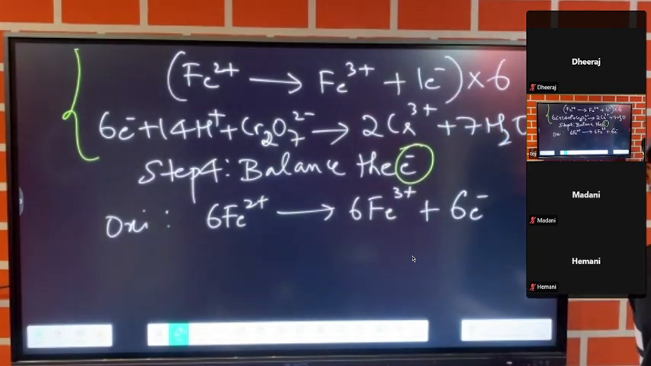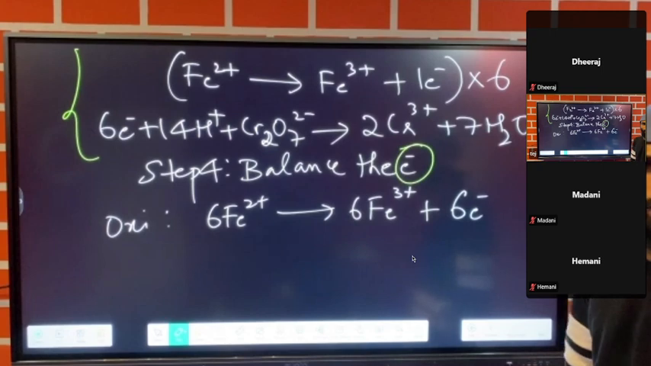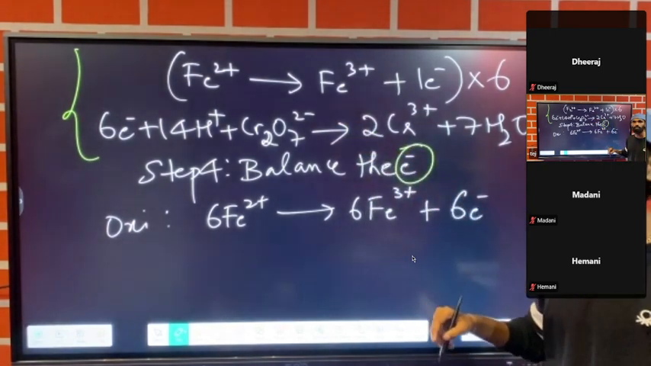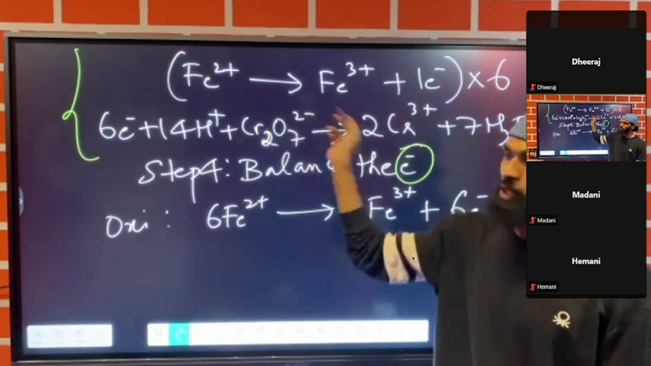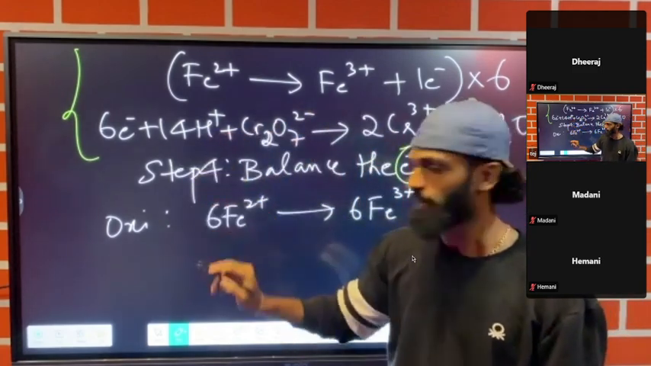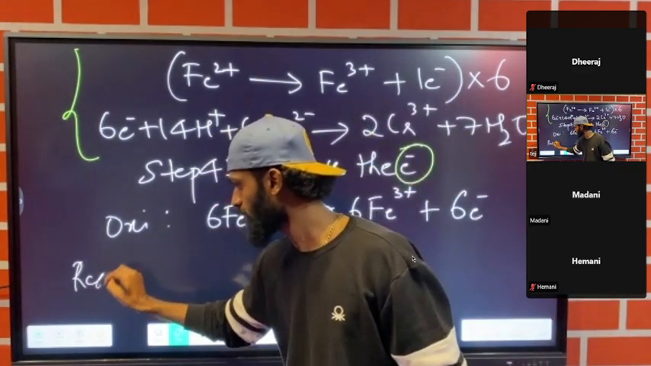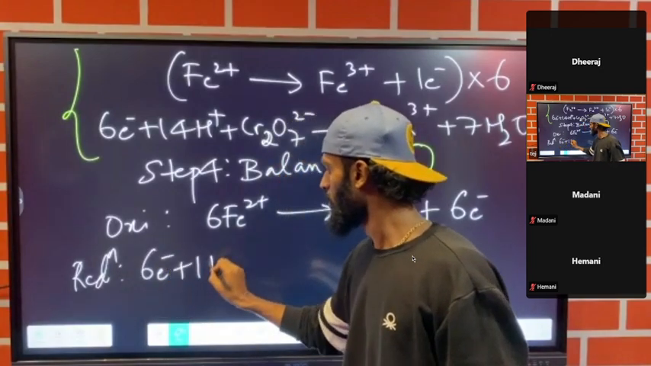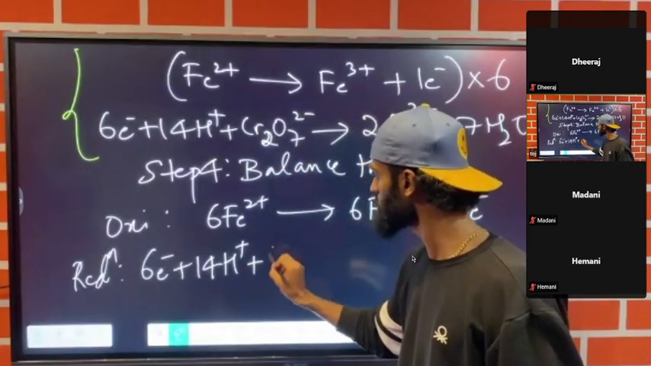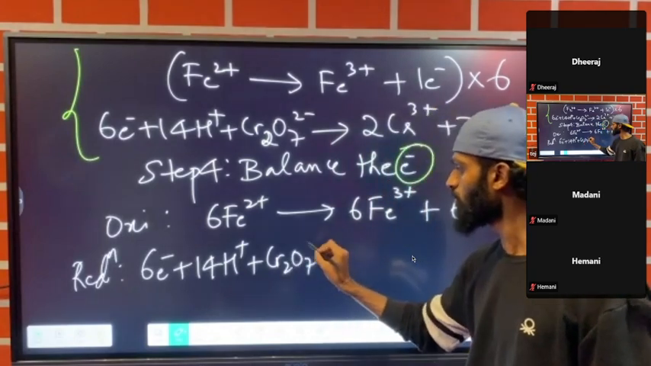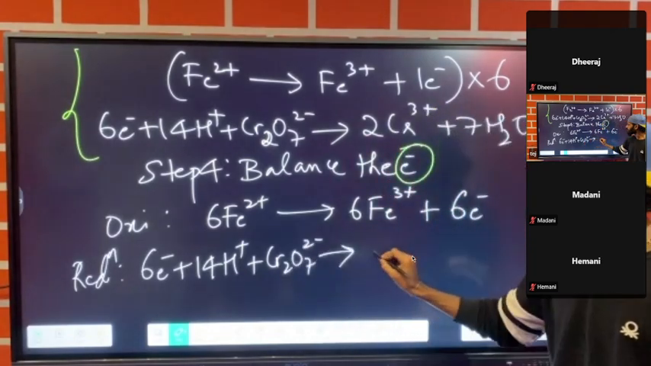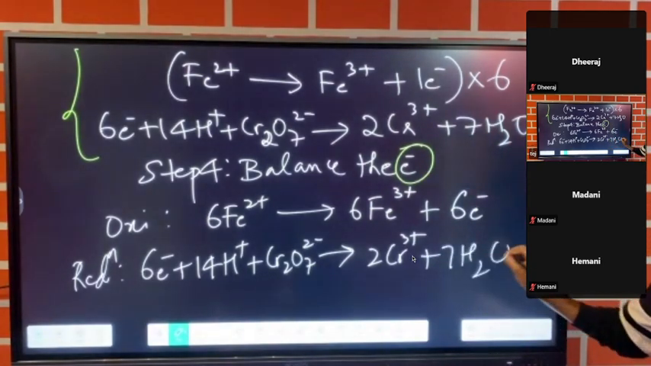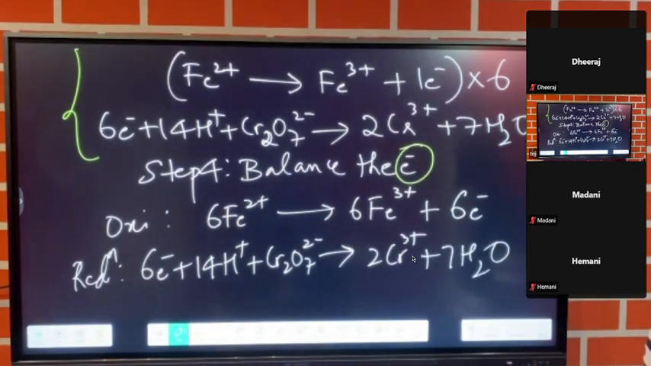6 electrons. Okay. Now if you ask me, sir, why didn't you multiply anything with respect to the reduction half? I multiplied. It's just that I multiplied with 1. Okay, because 6 into 1 gives me 6. Whatever is there, copy paste for the reduction half. Reduction half: 6 electrons plus 14H plus Cr2O7 2 minus gives us 2Cr3 plus 7H2O. Last step we are in now.